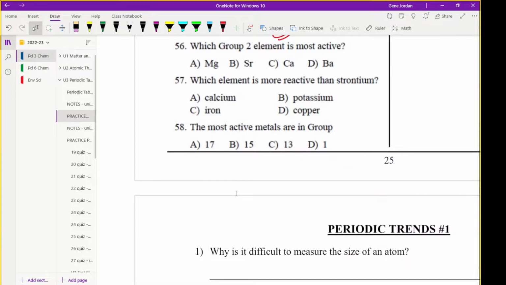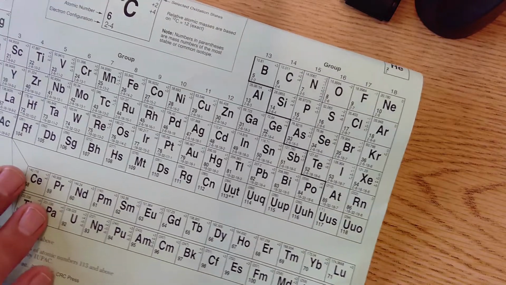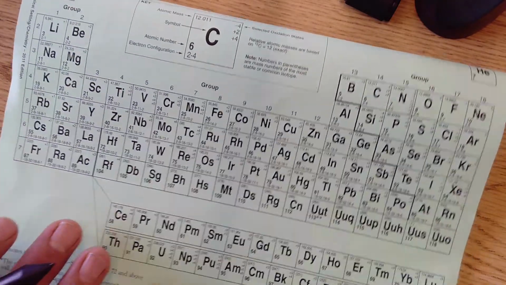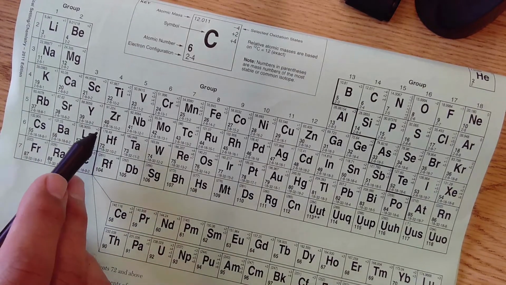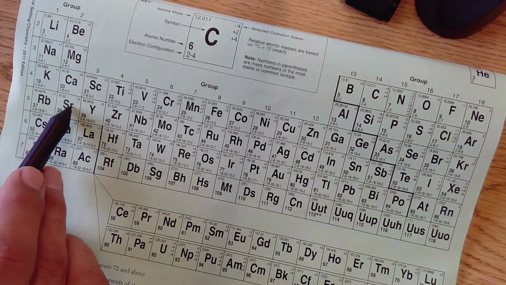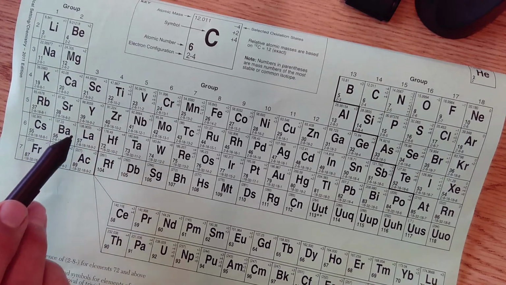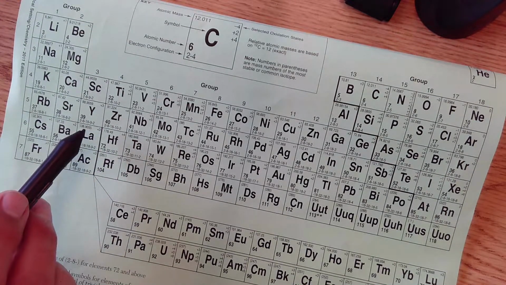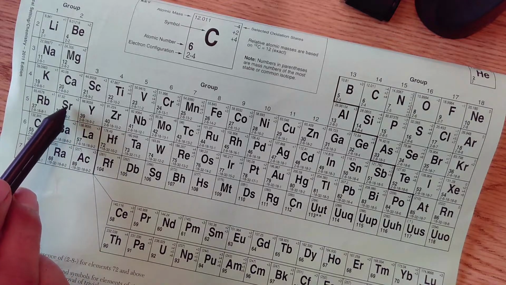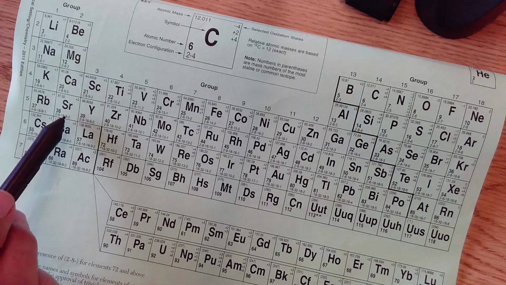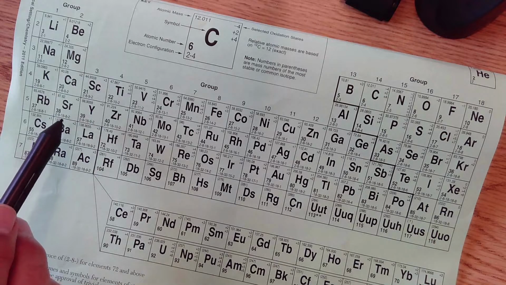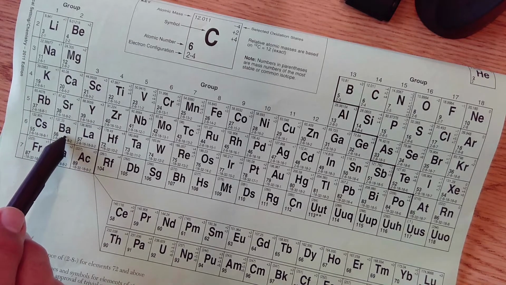And then 57, which element is more reactive than strontium? So we have to find strontium on our periodic table. It's a group 2 element, so the higher up you go, the less reactive, the farther down, the more reactive. So you just look for something that is going to be lower down than strontium, and that's barium.